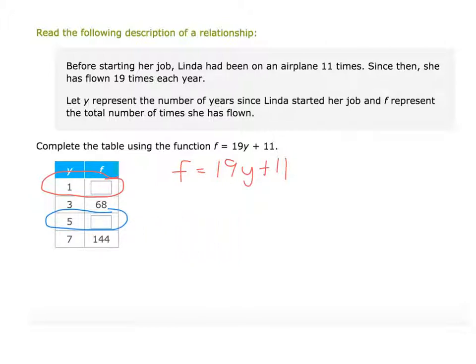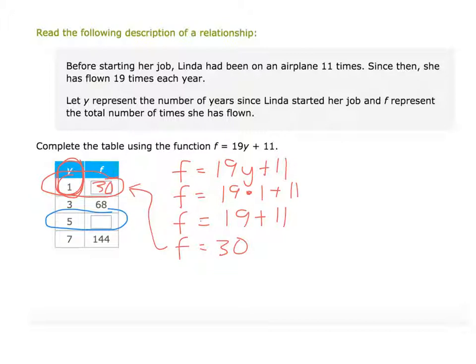We do know that Y equals 1. So I got F equals 19 multiply 1 plus 11. And that's going to give us our missing box of F. F equals 19 times 1, which is 19, plus 11. And F equals 19 plus 11. Looks like an even 30. So 30 will go inside our missing box.